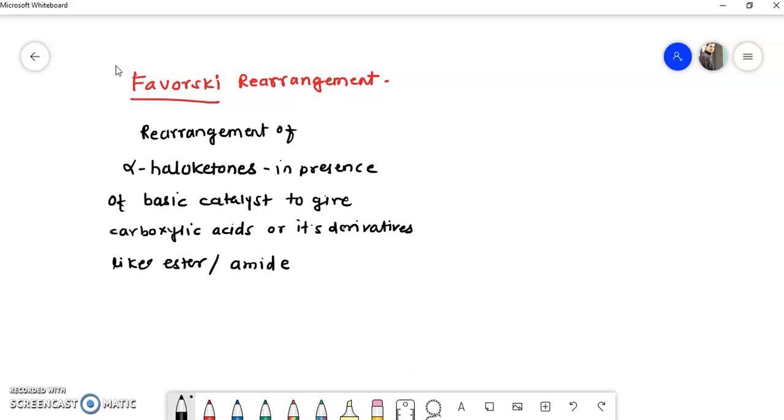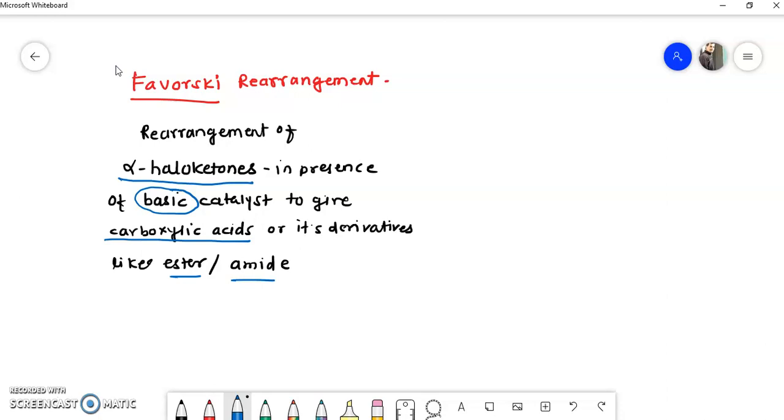I will once again explain. What is Favorsky rearrangement? It is a rearrangement of alpha haloketones to carboxylic acid or its derivatives like ester and amide. And what are the conditions? In presence of basic conditions, right? So this rearrangement is known as Favorsky rearrangement.